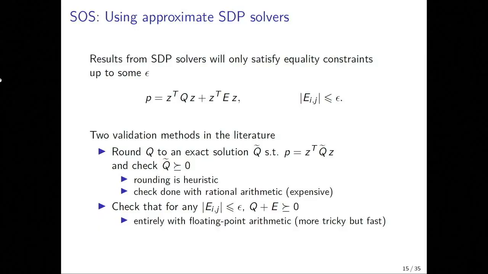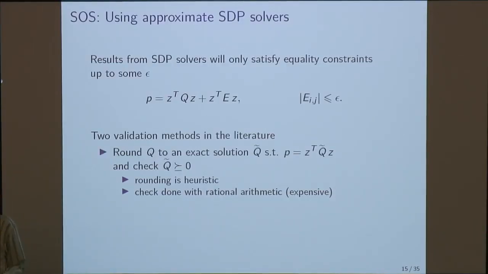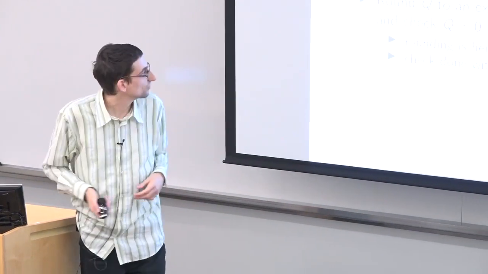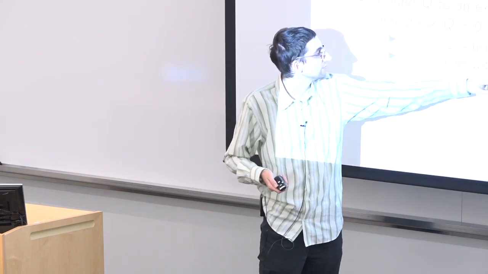So if you look in the literature, you will see two validation methods. First one is to take the approximate answer and try to round it to some rational solution, for instance, and hope to get an exact answer, and just check that the matrix you get is actually positive semi-definite. So the rounding is completely heuristic, of course, but sometimes it works, so it's nice. And usually the check is done with rational arithmetic, which is exact but expensive. The coefficients during the computation can blow up, and it can be terribly expensive, like exponential.